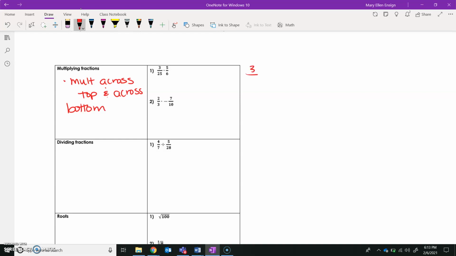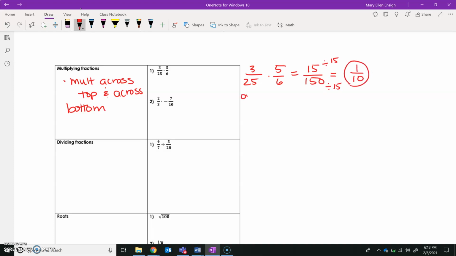So we could say, I'm just going to rewrite this over here so there's more room. We could say 3 times 5 is 15 and 25 times 6 is 150. If we're asked to have it in lowest terms, 15 goes into both of these and I would get 1/10.